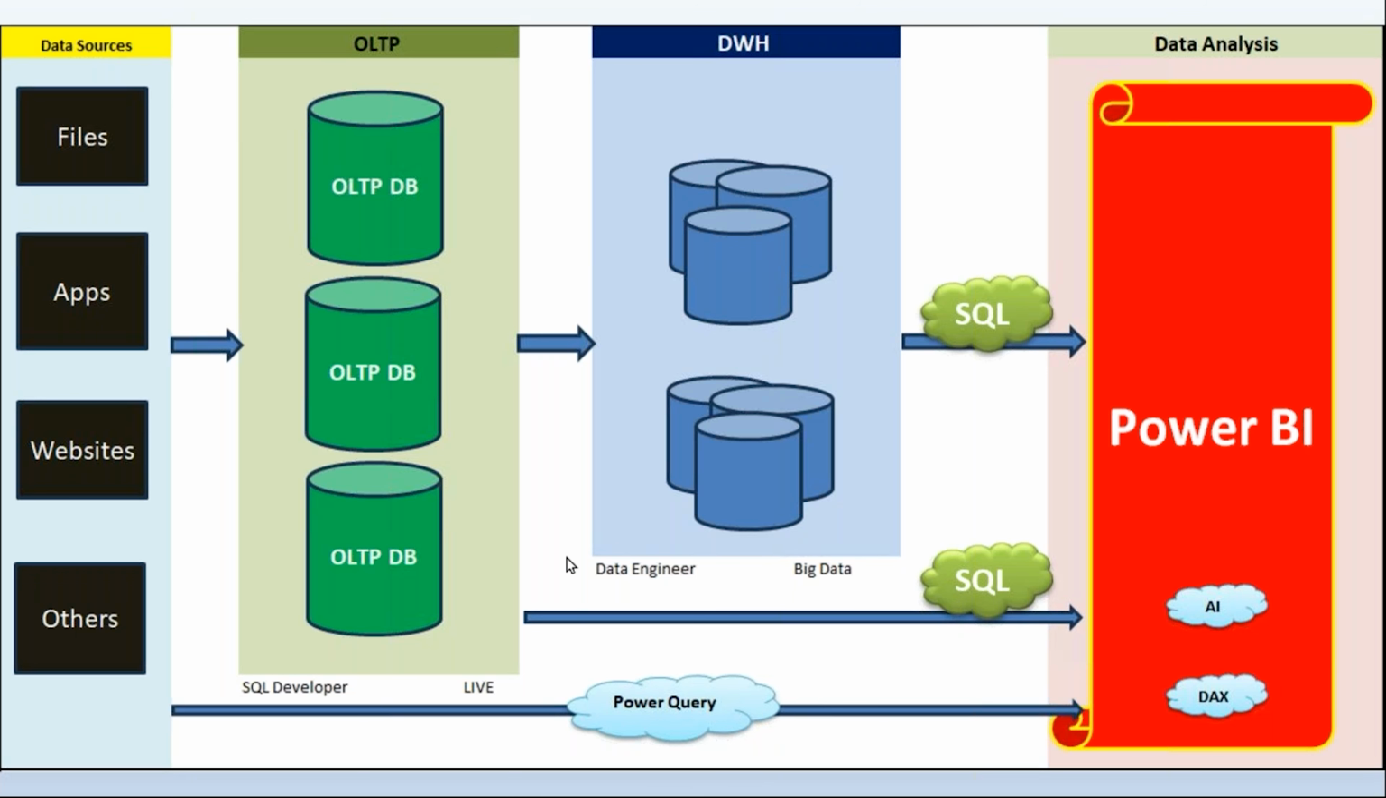If it is files, Power Query. If it is database, either OLTP, online transaction processing databases, or data warehouse, we use SQL. So some way or the other, we should be able to read data from various sources and add color to our data. In this process, we have something called DAX, Data Analysis Expression Language.